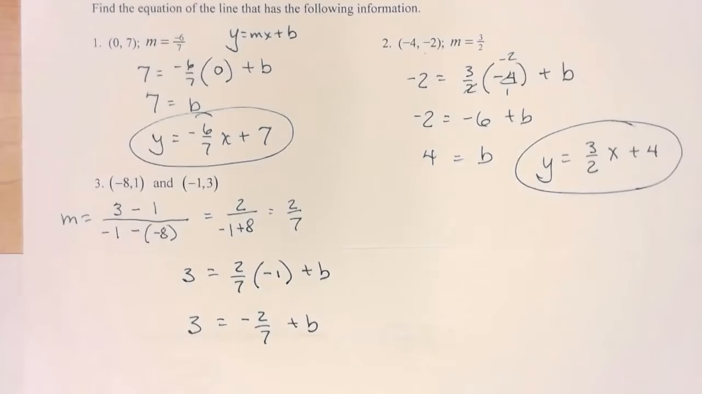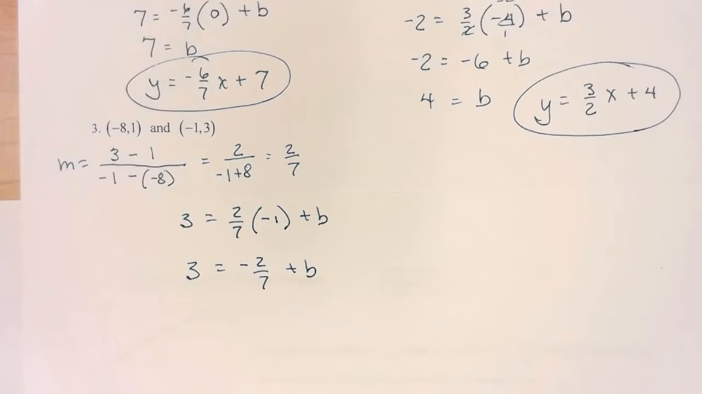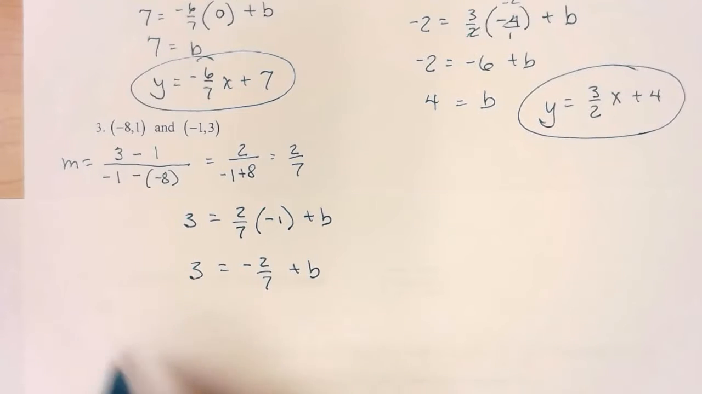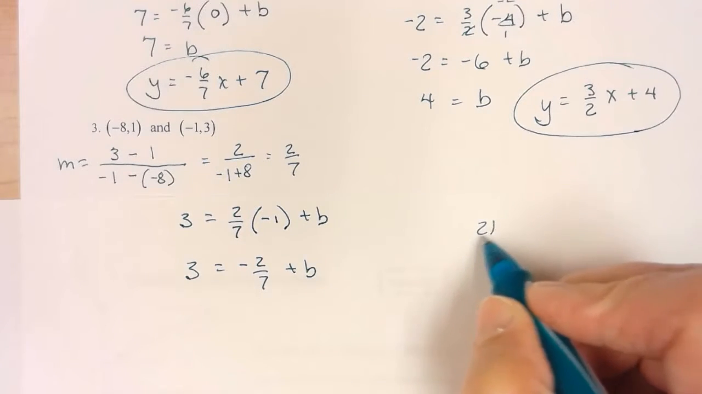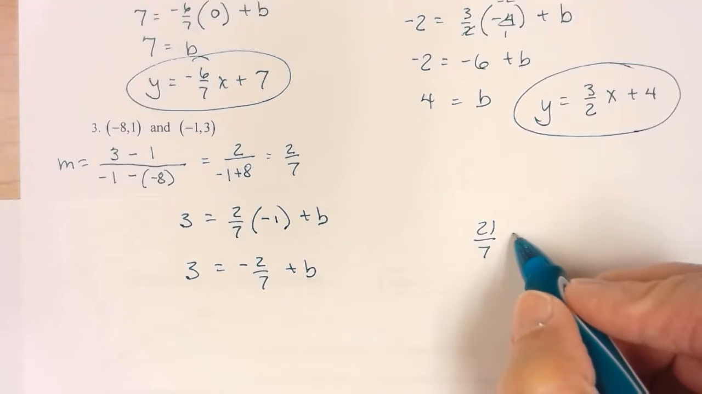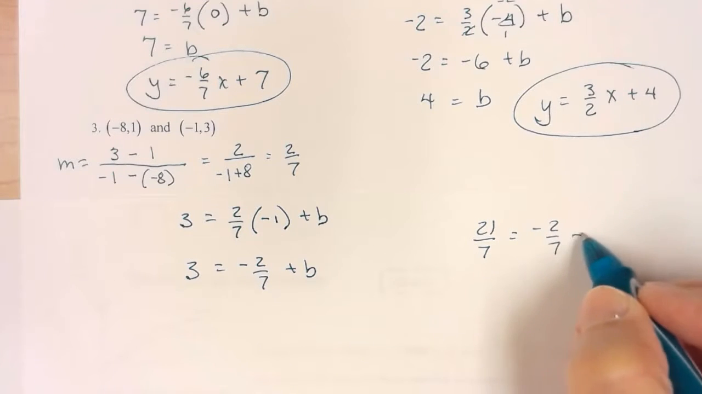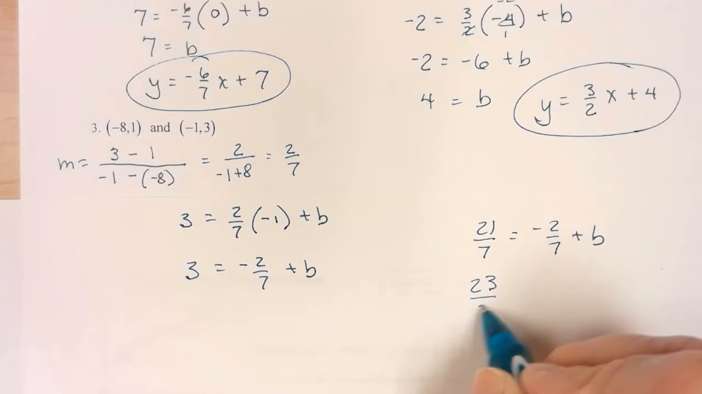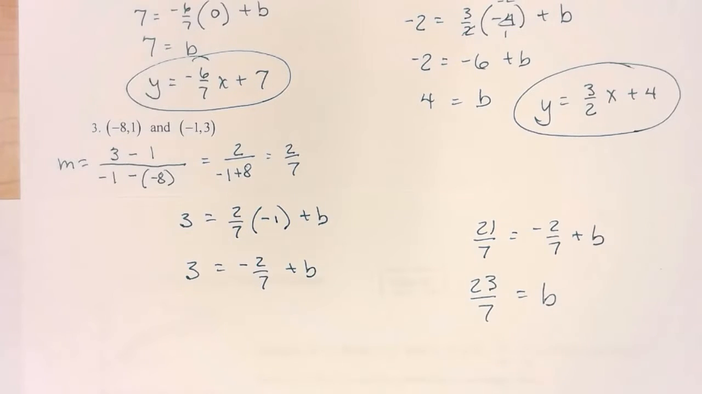Now, working with fractions, I'd get a common denominator, that would be 21/7. Put it right here, 21/7. So I'd have to add that to both sides, so it'd be 23/7 would be equal to my b.